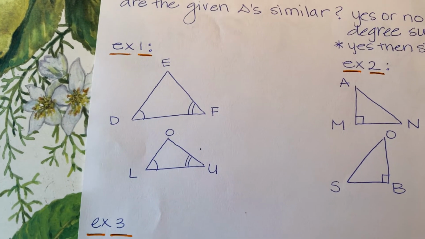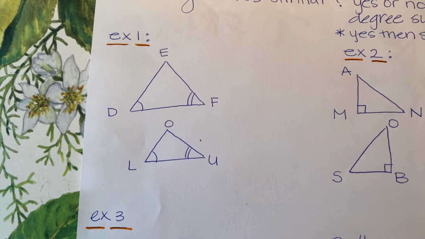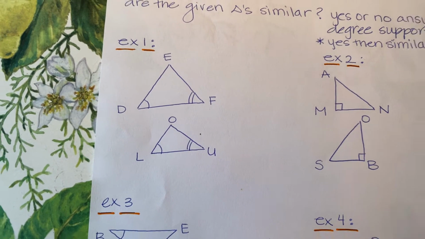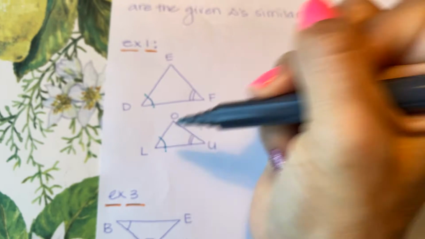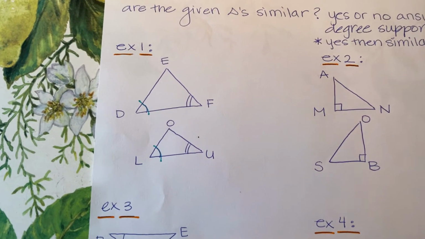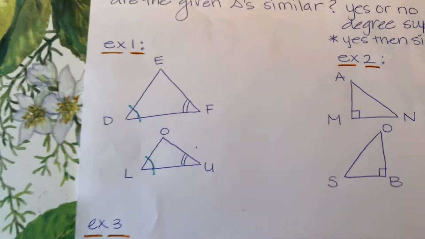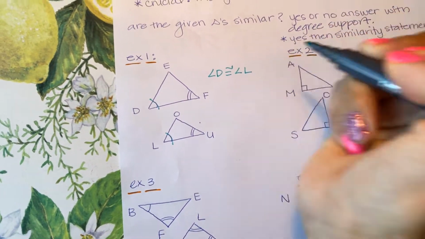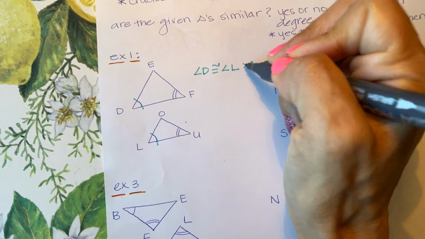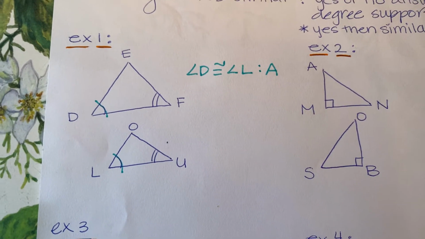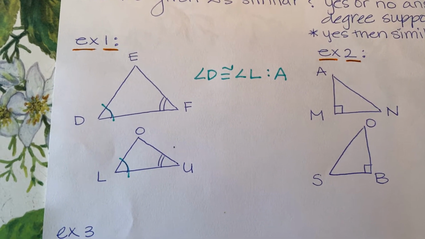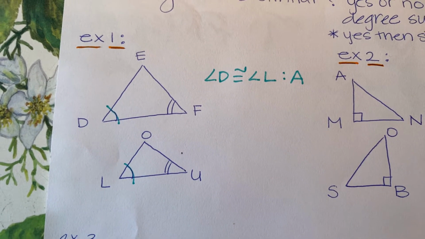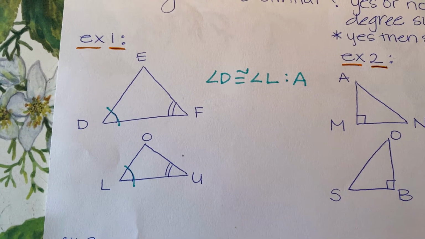So here there are no degree numbers, but there are arcs. Can you read the arcs? I see a one arc, and I see a one arc. So I have a pair of one arcs. Angle D is congruent to angle L. That gives me an A, because I have a pair of congruent angles. Remember, that's what that arc symbol means.